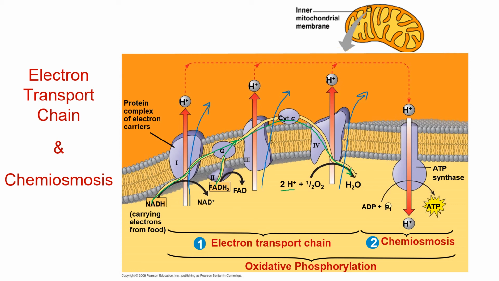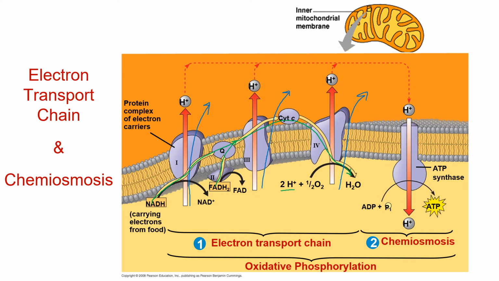Now we have this strong gradient, and two things are going on. First of all, we have a chemical gradient, and as you know, things tend to move down their chemical gradient. But we also have a charge gradient. Hydrogen protons have the same charge. Like charges repel. They're going to try to push each other back into the matrix.